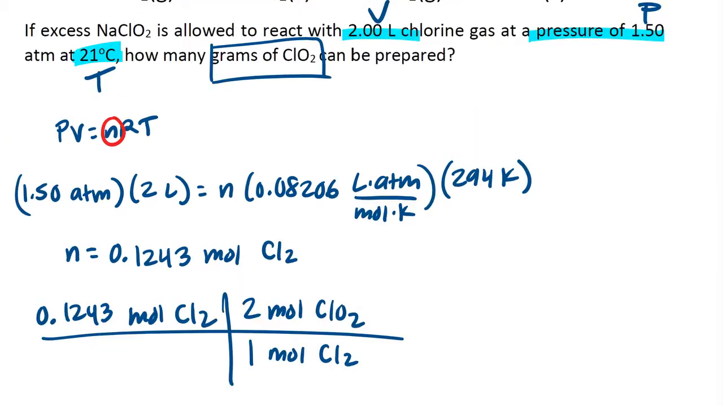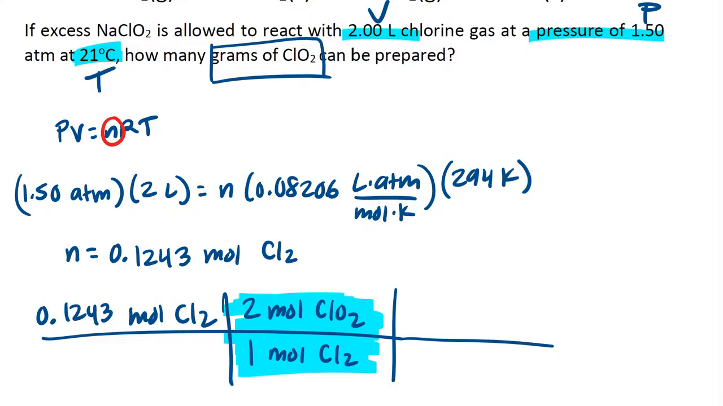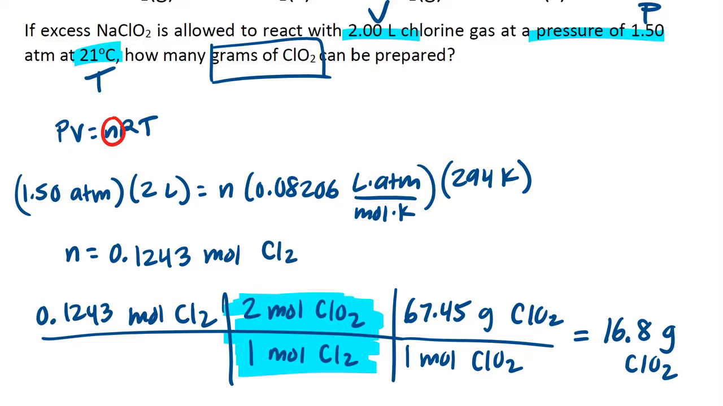Okay, I've just done the stoich part. This is our mole ratio, 2 moles of ClO2 for every 1 mole of Cl2. And then for the last part, convert your want into whatever desired unit they're asking to solve for. We want to solve for grams, so we'll just do one more step here in our dimensional analysis and convert to grams. Okay, so we just multiply by the molar mass and we get an answer of 16.8 grams of ClO2 that will be produced.